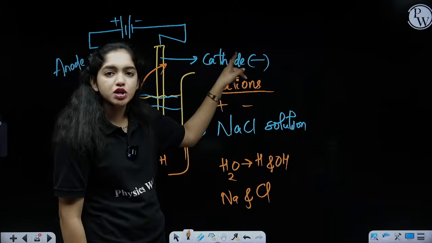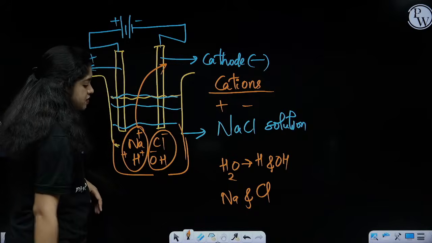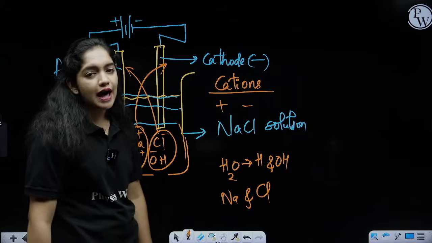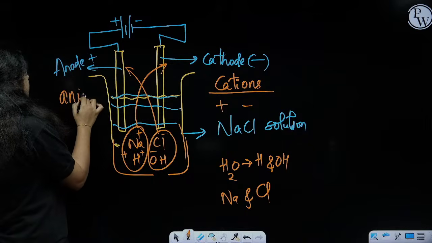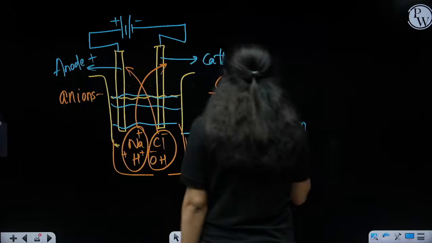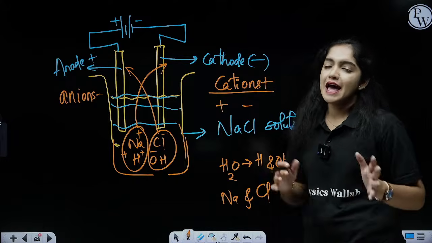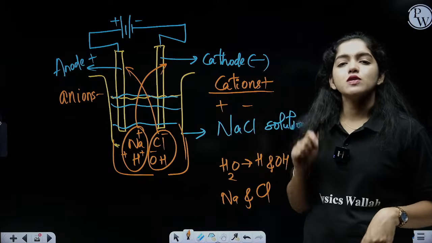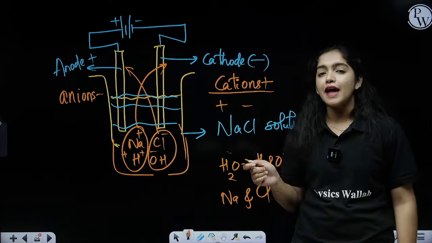So they will be deposited on the cathode. Cathode is negative. Similarly, Cl minus and OH minus are negatively charged. They will be deposited on the anode, and negatively charged ions are known as anions. Anions are negative, cations positive. So two types of ions are produced when electricity is passed through the solution, anions and cations. Anions attract the anode, anode positive. Cations attract the cathode. Cathode is negative.